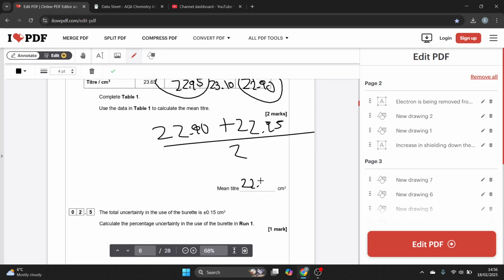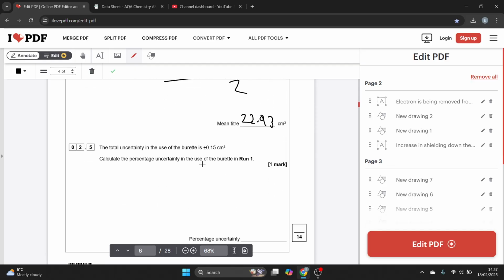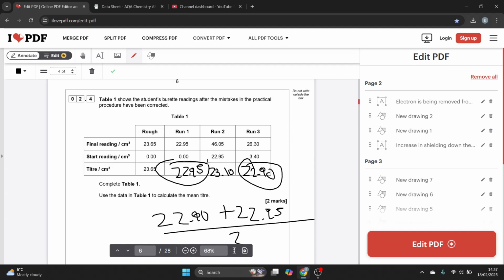$22.925 or 22.93, whatever you want to say. 22.95, 23.10, 22.90, and then 22.93. It says total uncertainty in the use of burette is that. Calculate percentage uncertainty in the use of burette in run 1.